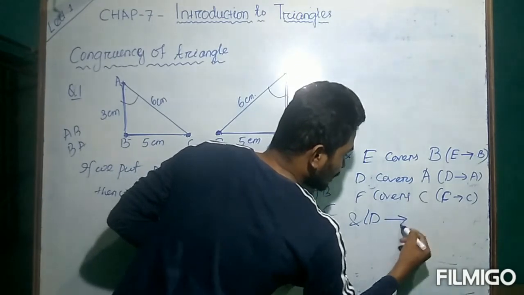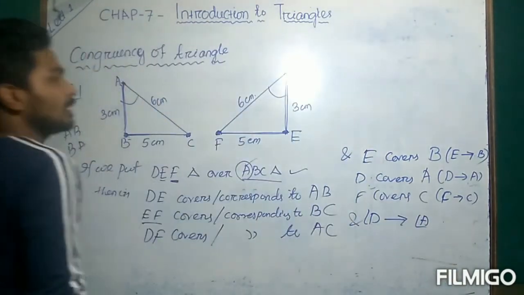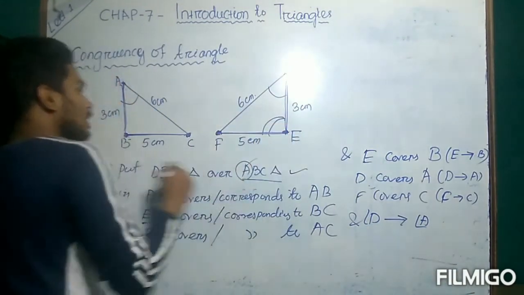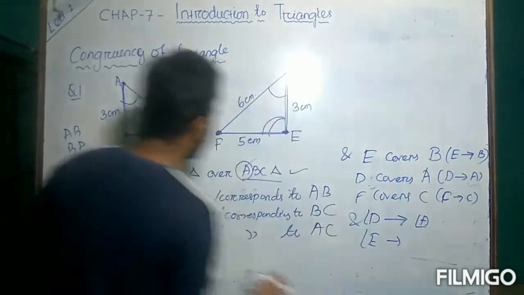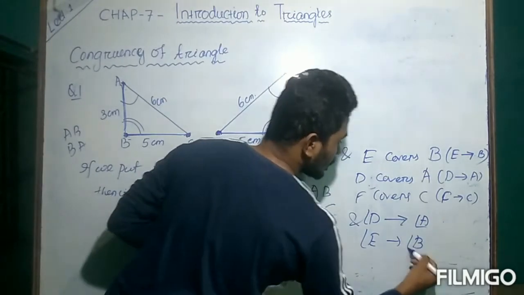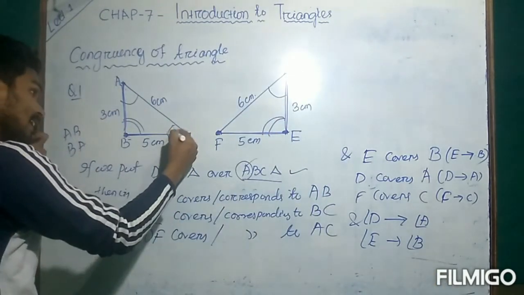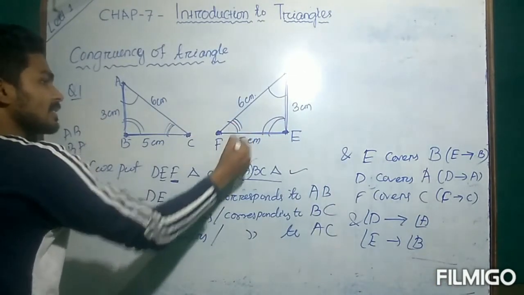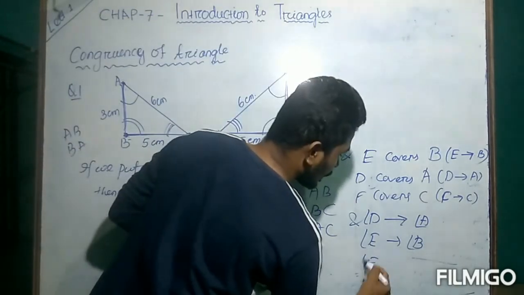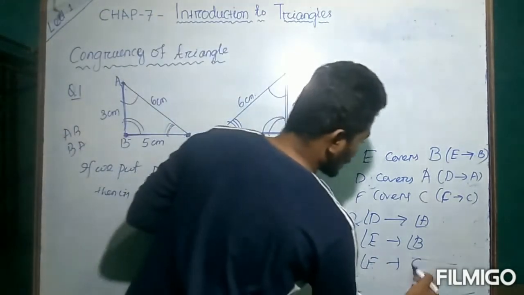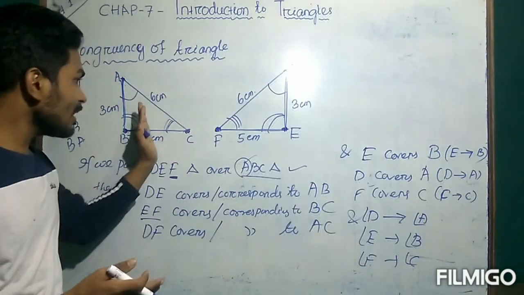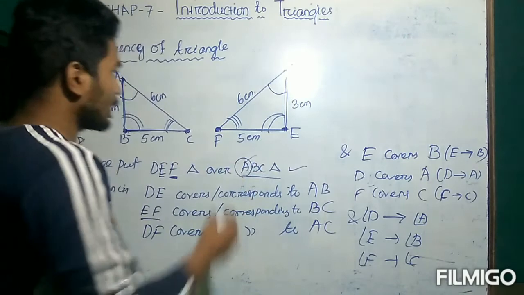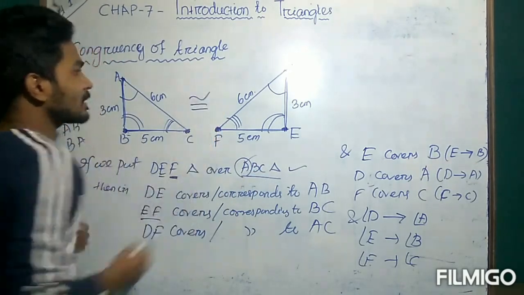Angle D covers angle A. This angle covers this angle, angle E covers angle B. And this angle covers this angle. So angle F covers angle C. Understood? So this triangle is congruent to this triangle. Okay? Hence these two triangles are congruent.